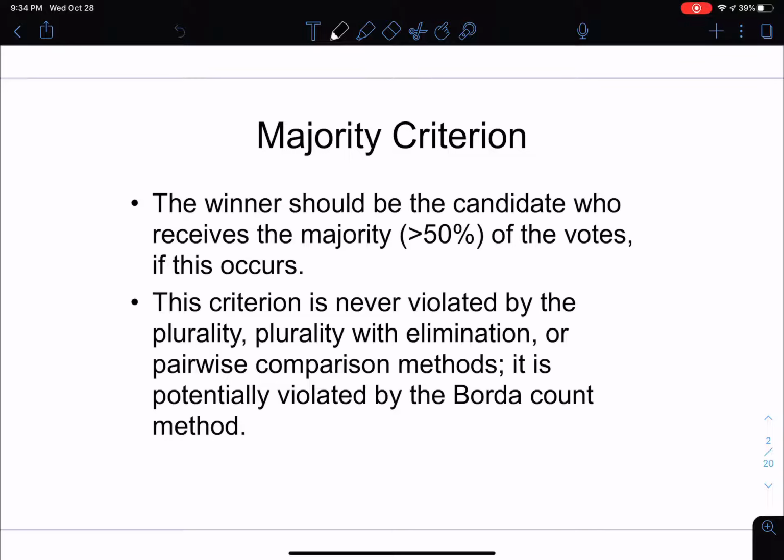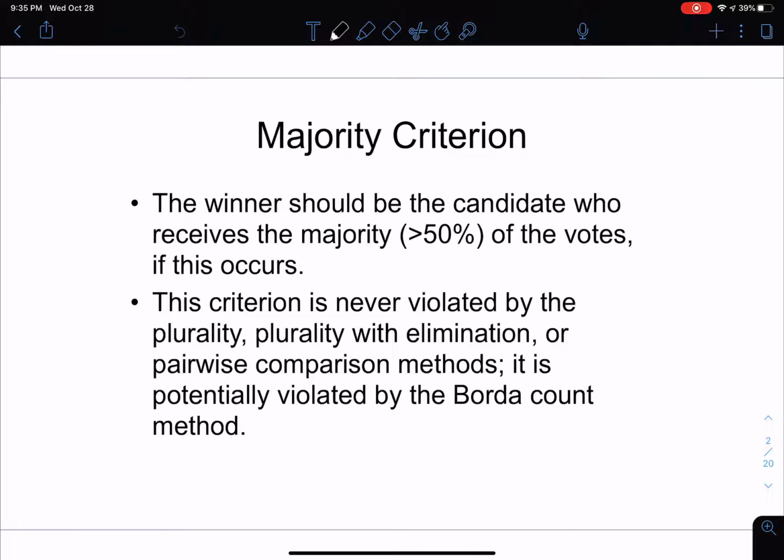Now, if you use plurality, you're good, because plurality picks the person with the most votes. The person with the most votes, if they have over half, is the winner. Plurality with elimination, by its very definition, is trying to find the candidate with the majority of votes anyway, so of course the winner there is going to meet this criterion. The pairwise comparison methods also will meet this criterion. If somebody has a majority of votes and you apply the pairwise comparison method, you'll get the same winner.